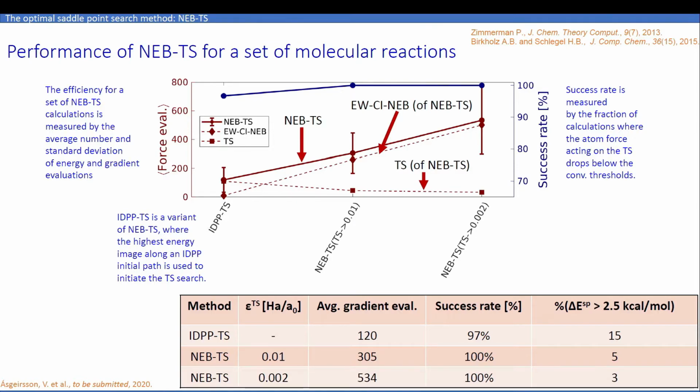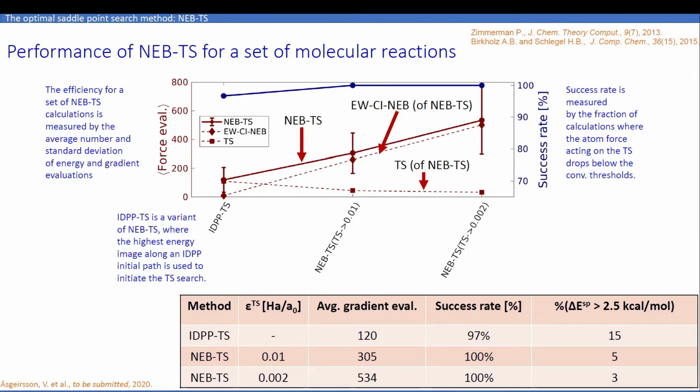That is, NEP-TS calculations where the atom force acting on the TS image drop below the user-supplied convergence thresholds. According to this criterion, however, a calculation that converges to an incorrect or a bad saddle point is still counted as a success. I will discuss this in a moment as well. The dashed red lines with diamond markers show the number of gradient evaluations used in the initial energy-weighted CNF, and the red dashed line with square markers show how many gradient evaluations are needed in the subsequent TS search of NEP-TS. Obviously, most of the computational effort is spent in the NEB part of the NEP-TS method.